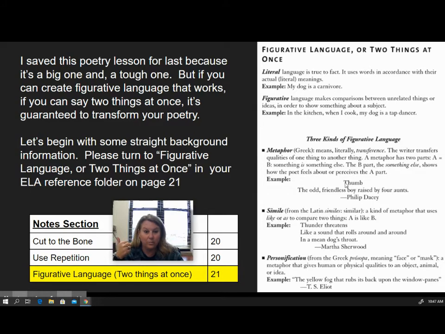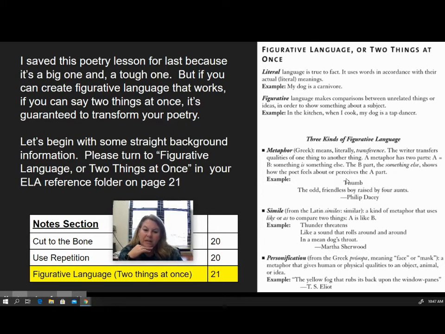Is the thumb really a boy? No, it's not. But what he's saying is it's different than the other fingers on your hand, and the other fingers on your hand are the ones doing all of the guiding and instructing, and it doesn't have any friends because it's way over here alone. So he's making a statement about the thumb by using this metaphor.